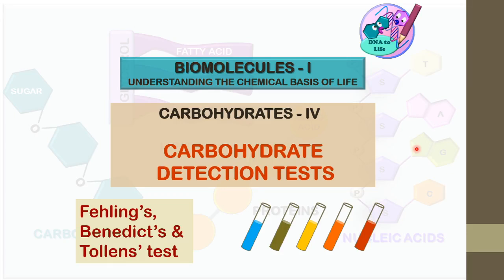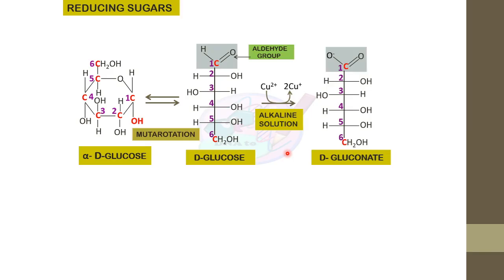Hello everyone, this is the fourth lecture on carbohydrates, and today we will talk about different biochemical tests to detect carbohydrates in different samples such as food samples, urine or blood samples, and we will use Fehling's, Benedict and Tollens test. So these tests basically test for the presence of reducing sugars.